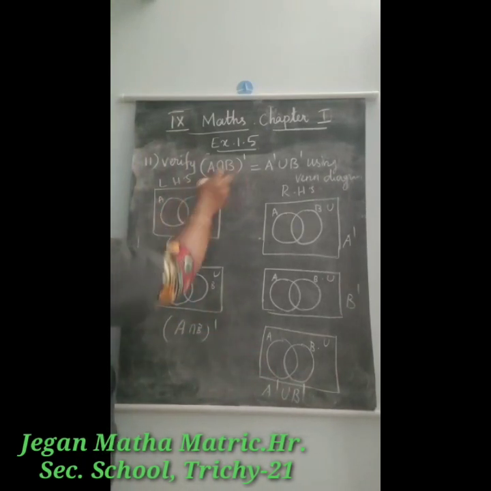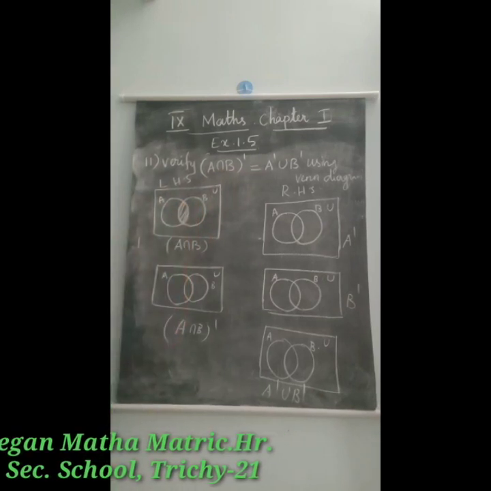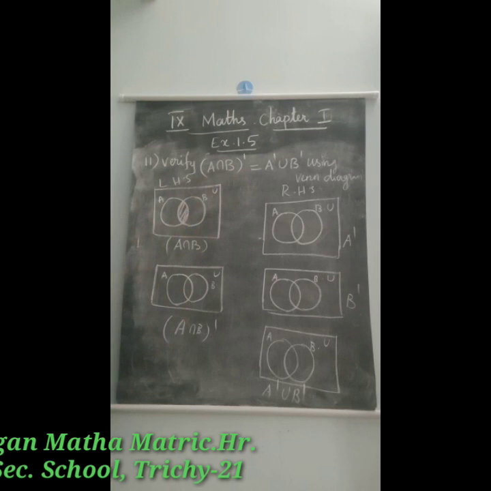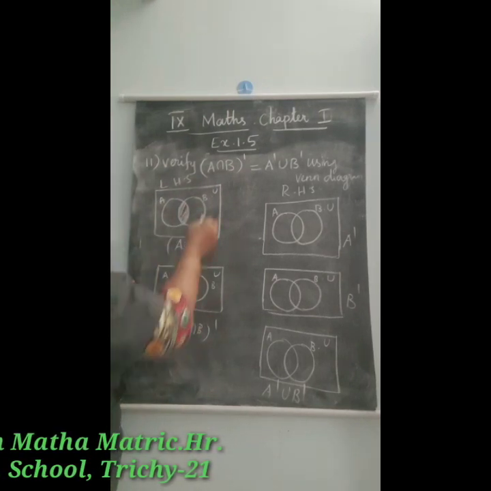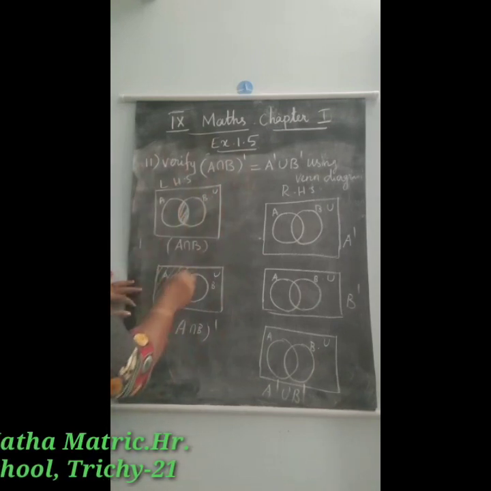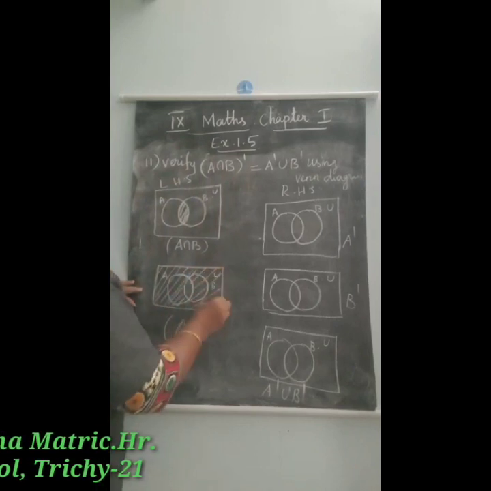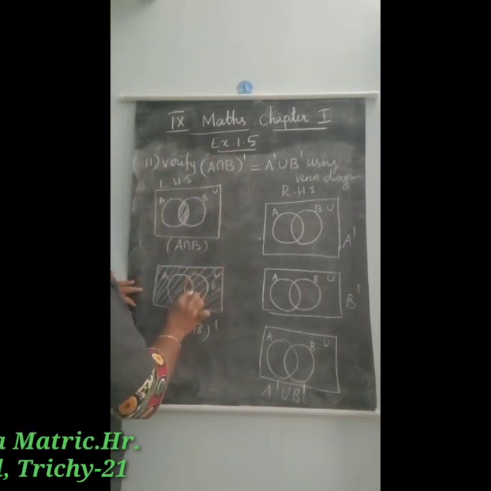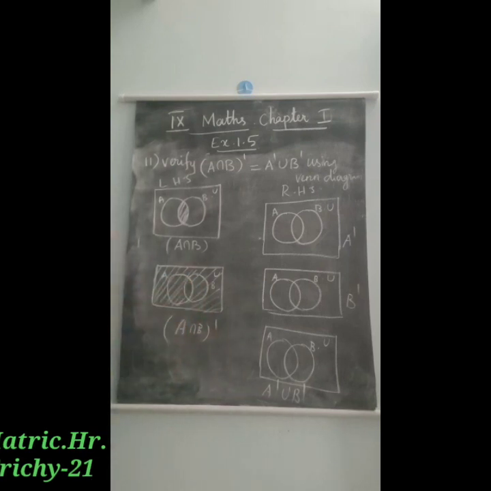So first A intersection B. What is the common part for these two sets? You have to draw like this. And then for this one, except this term, all the other terms, that is the meaning of complement of A intersection B. You have to shade like this. So except this part, you have to shade the remaining area.